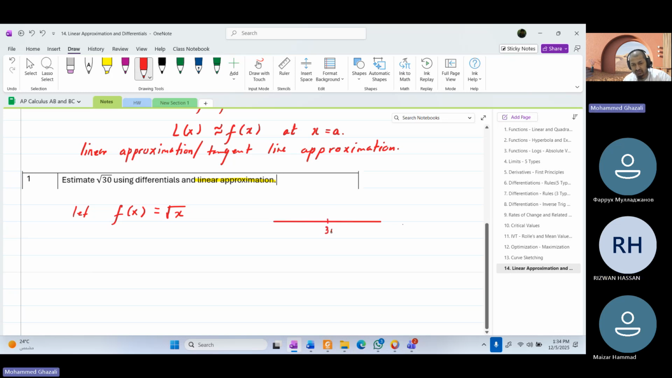So which one is the closest? 25. Right, so we'll choose 25. We're going to choose the a value to be 25, because that's the closest, and you have to choose the closest to minimize the error margin. You can see the distance here is 5 and the distance away from 30 is 6. So we have to choose 25. After we choose the function, we need to get a tangent line, a linearization function. Remember, you don't have a calculator, you're trying to approximate. So let's try to approximate this.